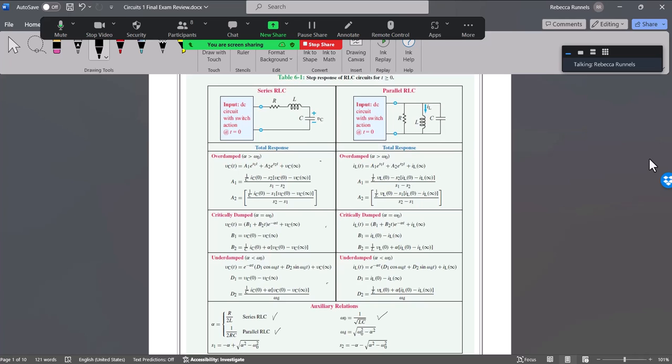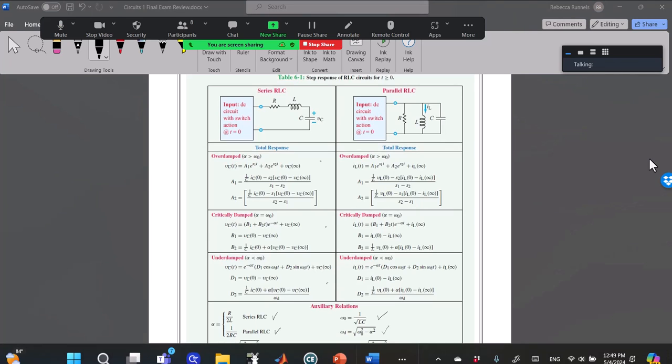For the underdamped, you also need to have this omega D down here at the bottom. And for overdamped, you need to have S1 and S2, which are also down here at the bottom. So those formulas, it's a lot of plugging in, but it's really not hard because it's just plugging in once you identify what everything is. So let's see how to do it.